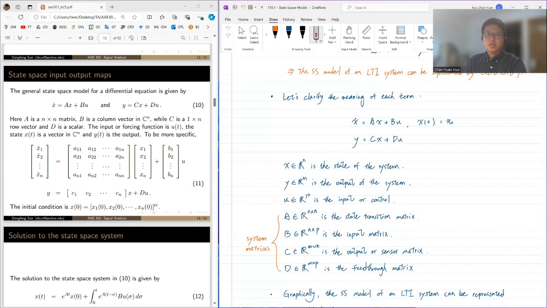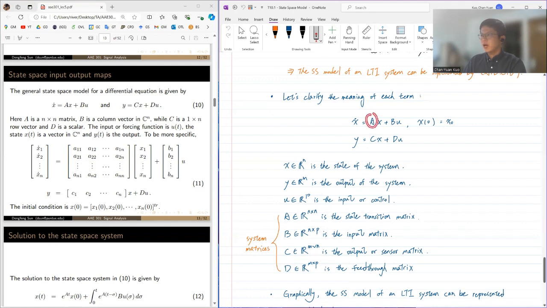Now let's take a closer look at each element in the state space model of a linear time invariant system. Here, x is an n vector that denotes the state of the system. y is an m vector that denotes the output of the system. u is a p vector that denotes the input or control of the system. And here, matrices A, B, C, D are called the system matrices.